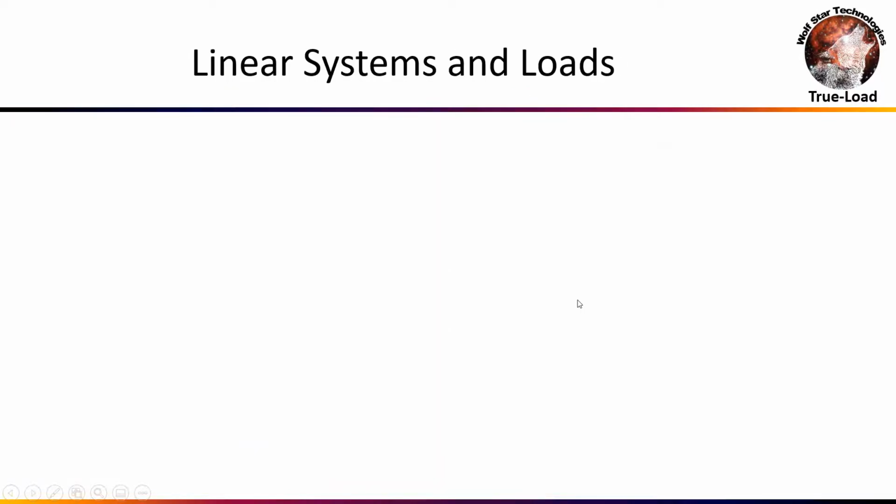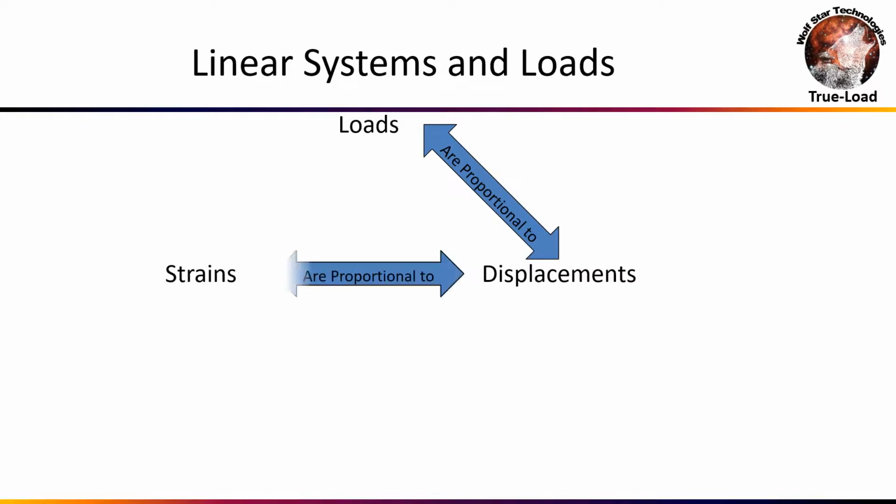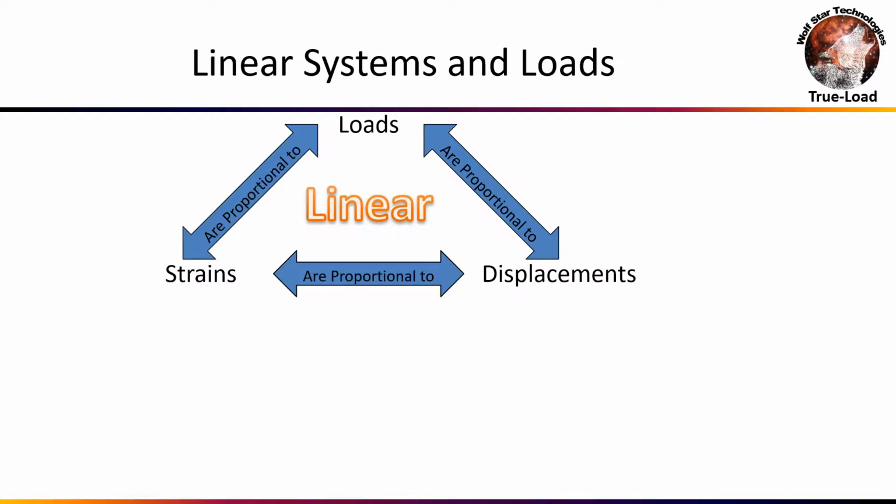Okay, so this is all based on linear systems and loads. A linear system is where loads are proportional to displacements, displacements are proportional to strains, strains are proportional to loads. It's a linear system. Now we realize everything in life is nonlinear. Okay, we get it. We know things are nonlinear. Everything is nonlinear. But we're turning your part into a load transducer.